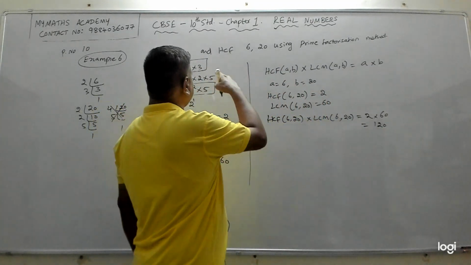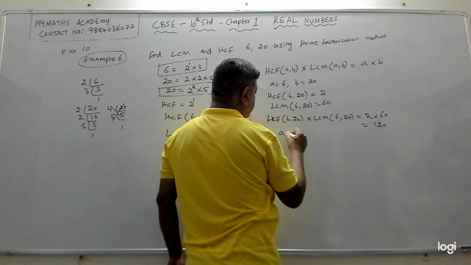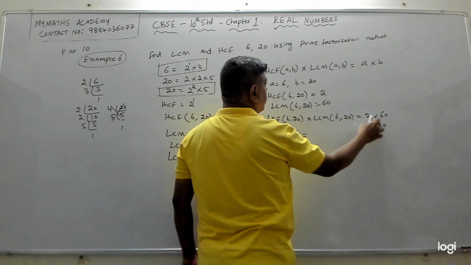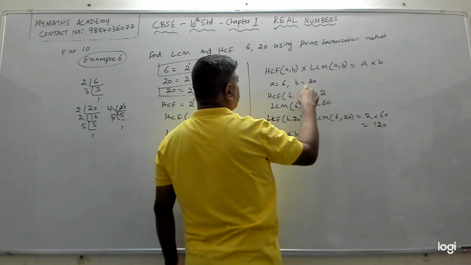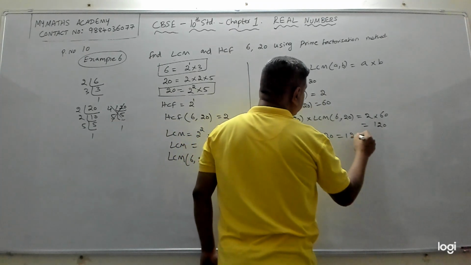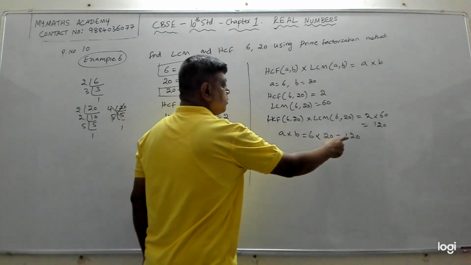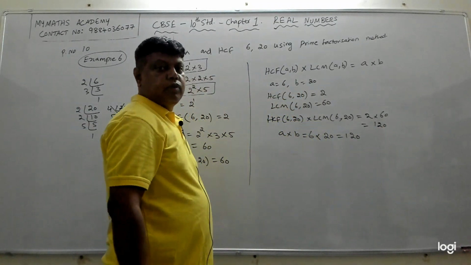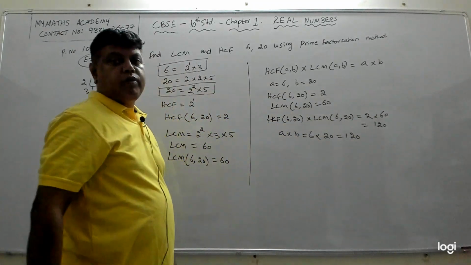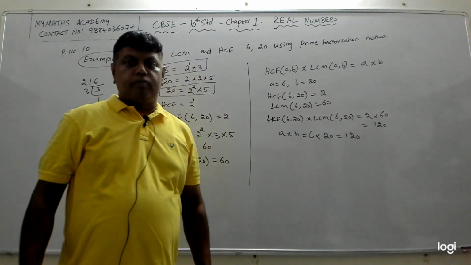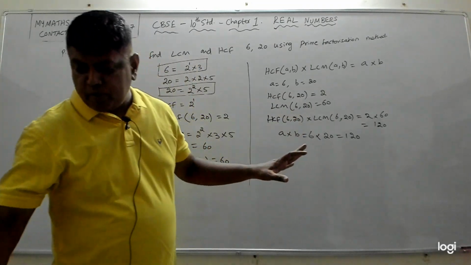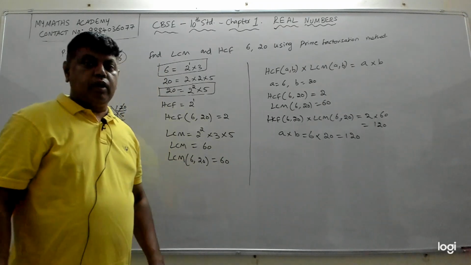Right? Now let's take the given numbers. Given numbers, A into B. I'm checking this condition. On the left side, we got 120. Now A into B: A and B are the given numbers, A is 6, B is 20. What is 6 into 20? That is also 120. So both will match. So therefore HCF into LCM is equal to the product of the two numbers. Clear? So using this relationship we will find HCF or LCM.